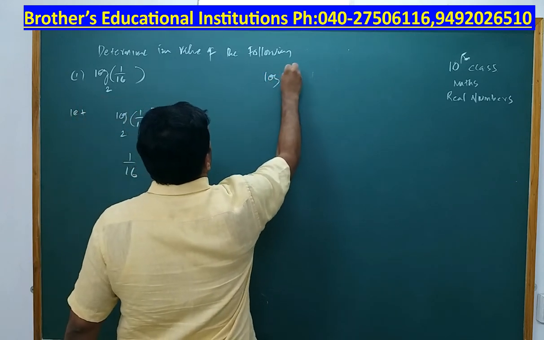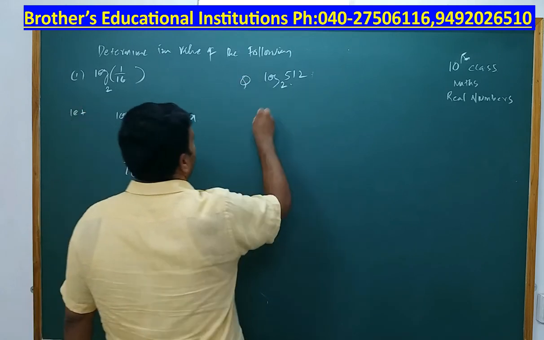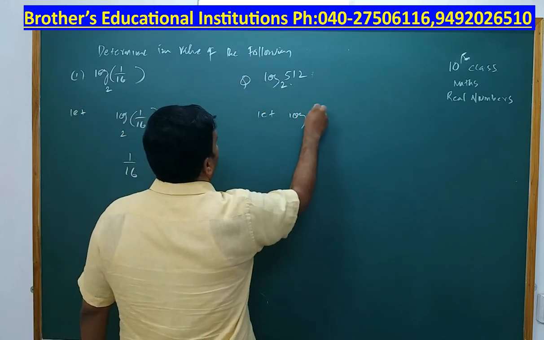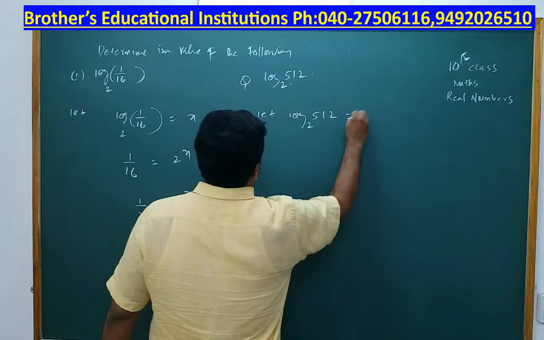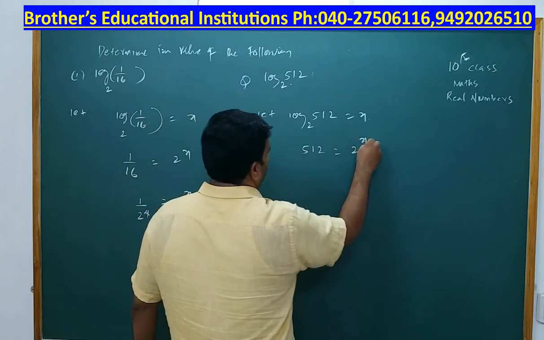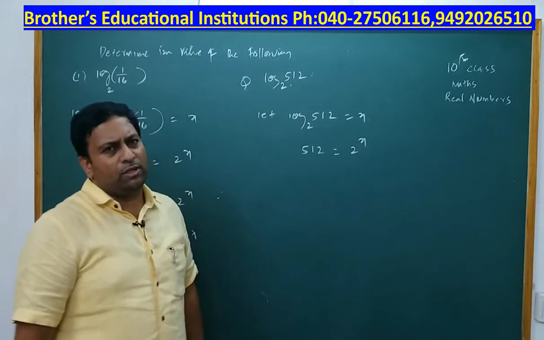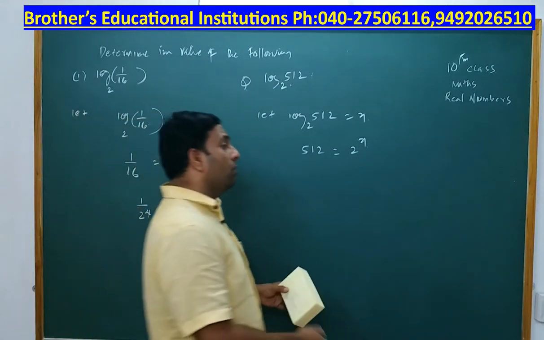Log 512 to the base 2. You have to find the value of this. How do I do it? Let log 512 to the base 2 is equal to x. Ultimately, as per the formula, 512 is equal to 2 to the power of x. Now, because here you have it in terms of 2, I have to express 512 in terms of 2. How do I do that?